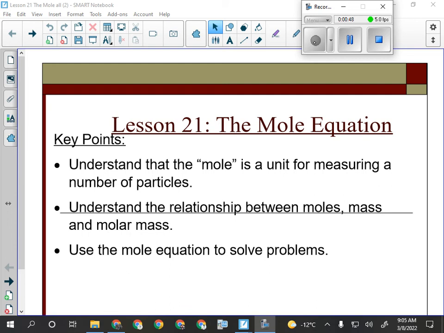The mole is like a dozen. A dozen is always how many? 12. Doesn't matter whether it's eggs or donuts or oranges, it's always 12. If someone tells you that they have a dozen eggs, you know it's 12. And if they say they have a dozen donuts, you still know it's 12. A dozen is always 12. Well, a mole is always this many. Unfortunately, not 12. 6.02 times 10 to the 23. That's 602 with 21 zeros behind it.